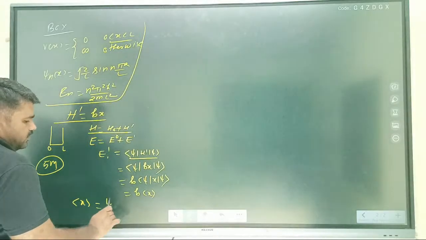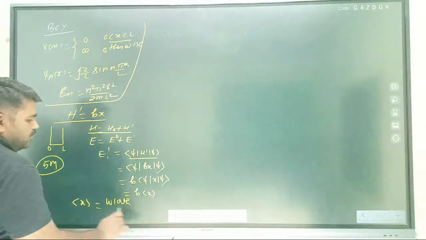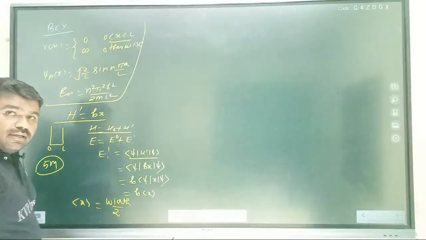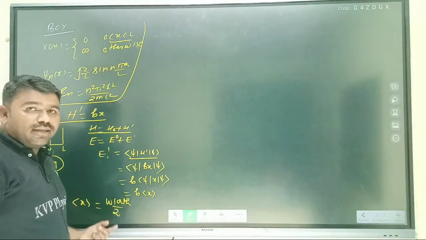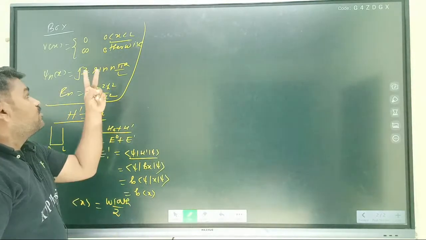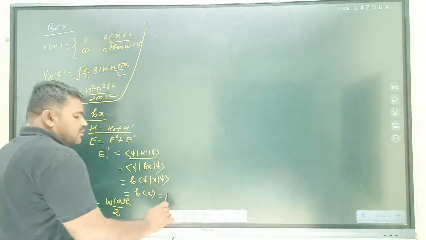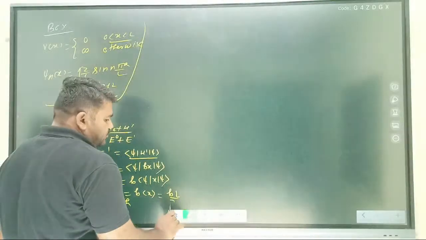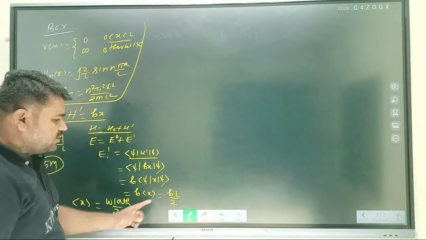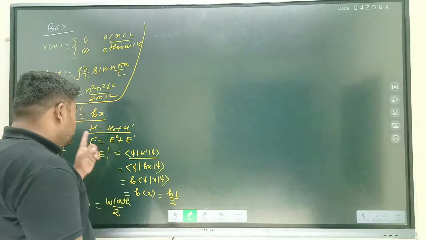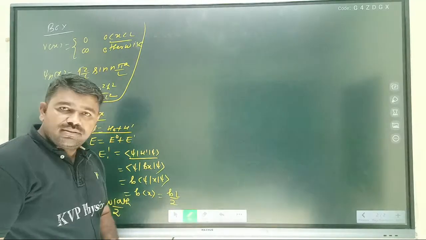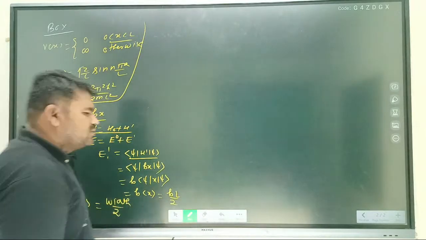width upon 2. We saw it yesterday. Yes or no? Last time what was the width? It was a. A upon 2. Here the width is L. Then this answer is equal to BL by 2. Okay, the expectation of x is nothing but L by 2. This perturbation value is equal to how much? This one.